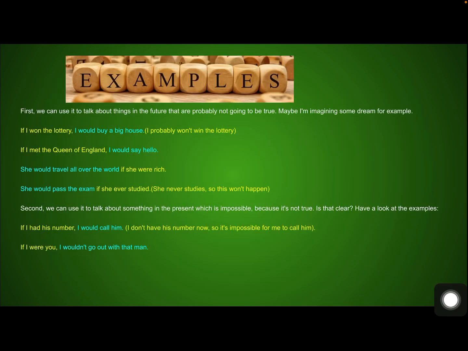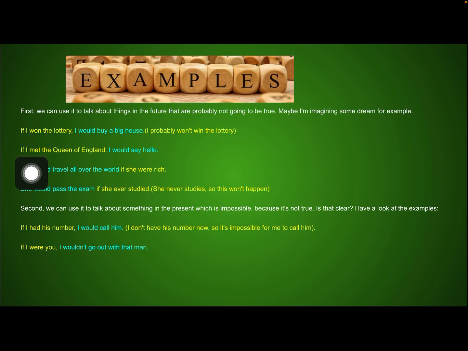Good. Other examples: first, we can use it to talk about things in the future that are probably not going to be true. Something imaginary. Maybe I'm imagining something, for example. This is the condition: if I won the lottery, reaction, I would buy a big house. Remember, this is going to be a modal verb. Click on the video of modal verbs and watch this.